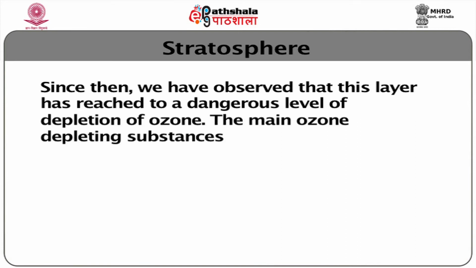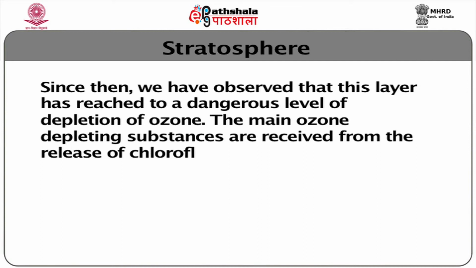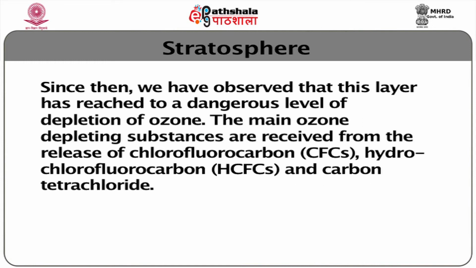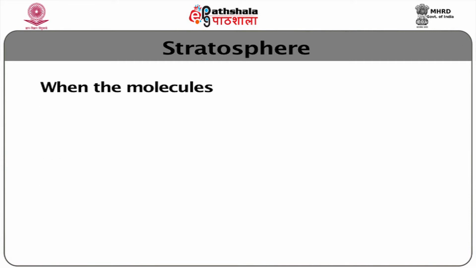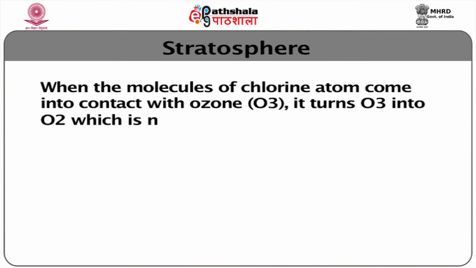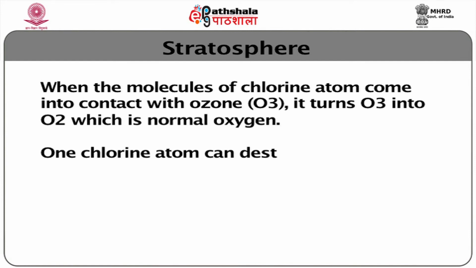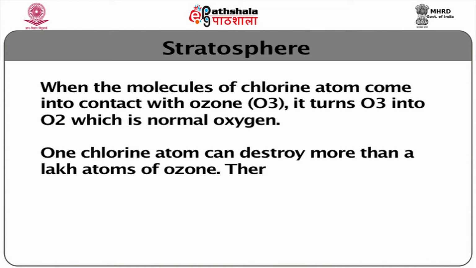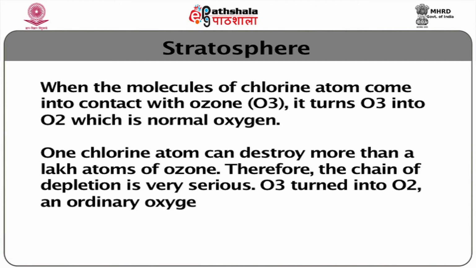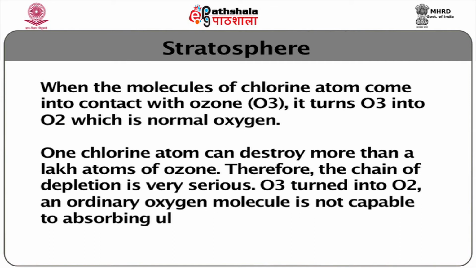The main ozone depleting substances come from the release of chlorofluorocarbons, that is CFCs, hydrochlorofluorocarbons, that is HCFCs, and carbon tetrachloride. When chlorine atoms come into contact with ozone, it turns O3 into O2, which is normal oxygen. One chlorine atom can destroy more than 100,000 atoms of ozone. Therefore, the chain of depletion is very serious. O3 turned into O2, an ordinary oxygen molecule, is not capable of absorbing ultraviolet rays.